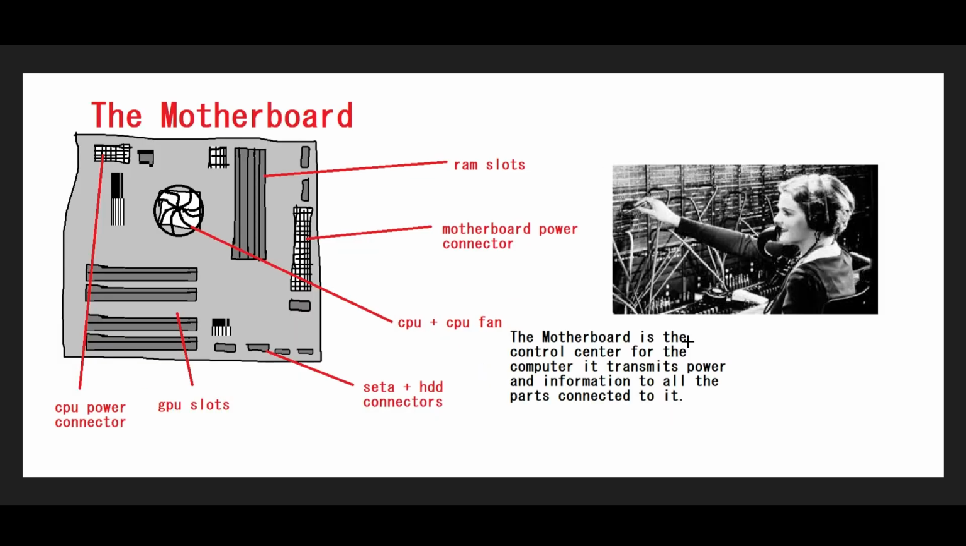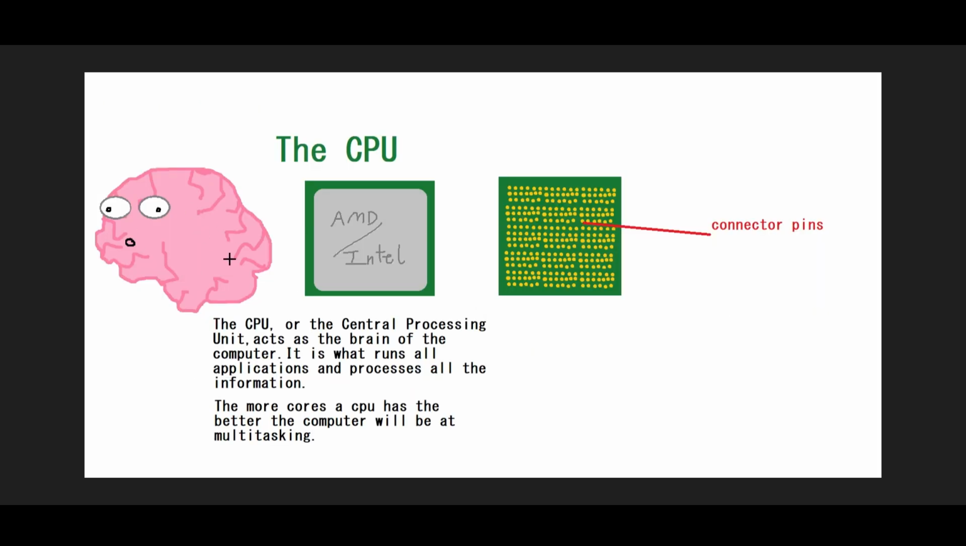Next up, we have the CPU. So that's right here where this was. The CPU, I have a little brain here. It's the central processing unit and acts as the brain of the computer. It's what runs all of the processes and applications and all of the information inside of your computer. So any process that's happening, opening an application, opening your files, watching a video, that is all done through the CPU, processing that information and then distributing it through the rest of the system.